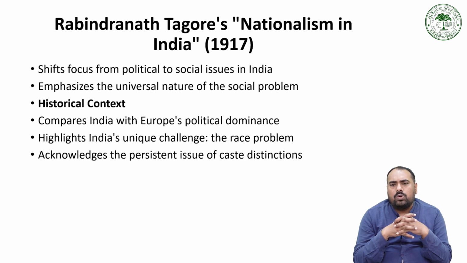So what Tagore is saying is that there is some kind of shift of focus from political to social issues in India by 1917. And Tagore is emphasizing the universal nature of the social problem, and particularly nationalism as one of the social problems. Tagore is comparing India with Europe's political dominance by highlighting India's unique challenge, and that is the race problem. Now, to understand the race problem as Tagore sees it, one needs to read the almost 17, 18 pages essay, but I'll definitely bring in some of the issues. So Tagore acknowledges the persistent issue of caste distinction.